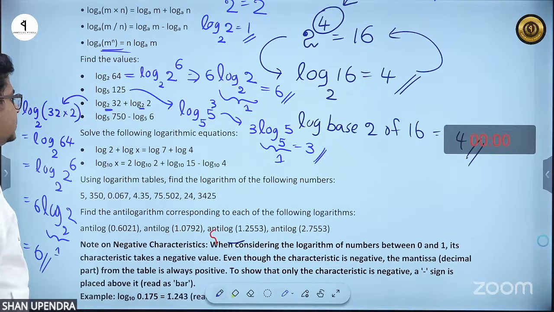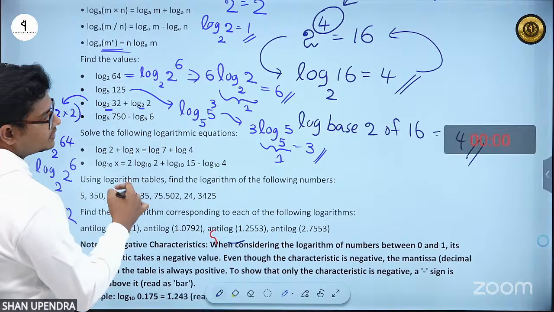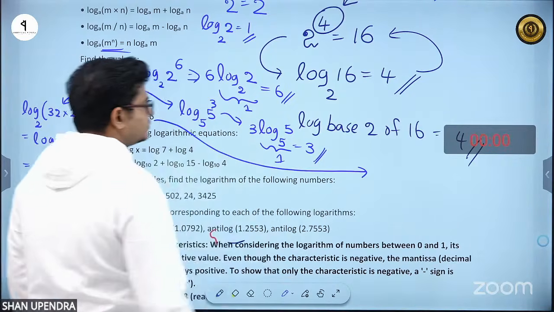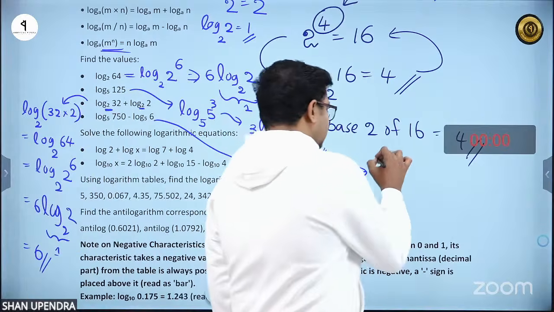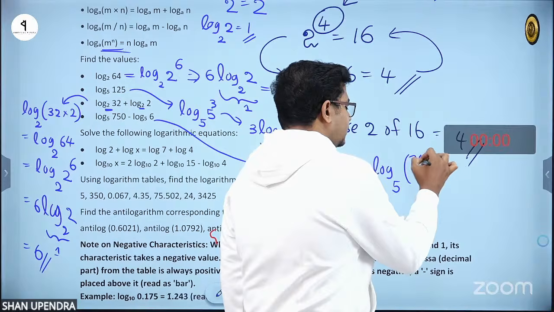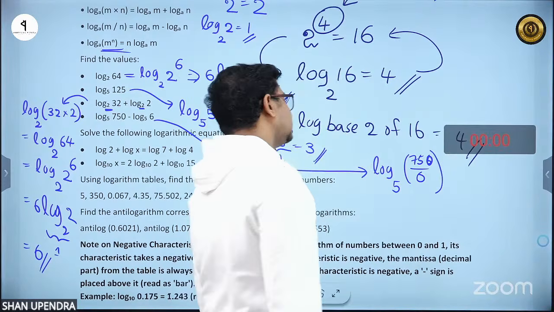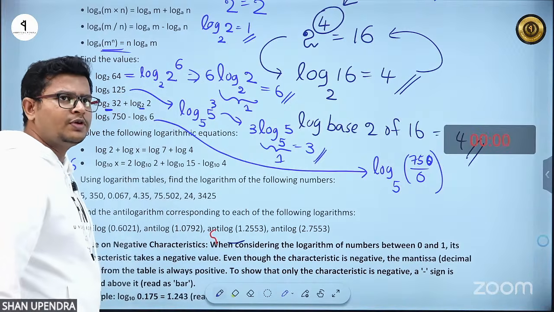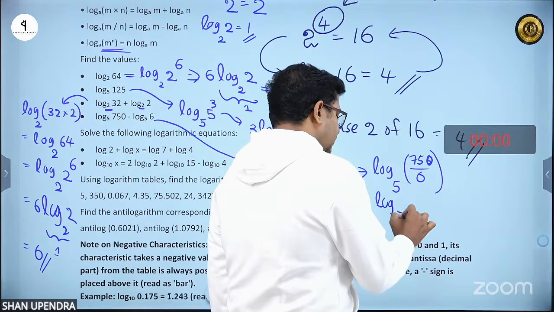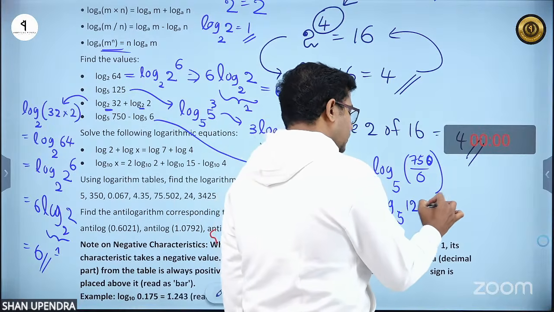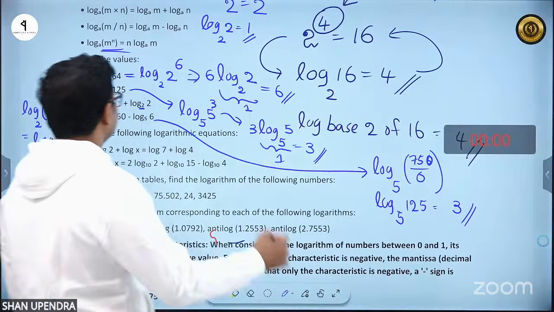So then last question here. Log 750 minus, you can see same base number again. So log base 5, I would like to write that one as 750 over 6. It's a division. So 750 over 6, what is the value? 125. Yes, 125. You can write log base 5 of 125. That means again it's 3. This one earlier we identified. It's 3.